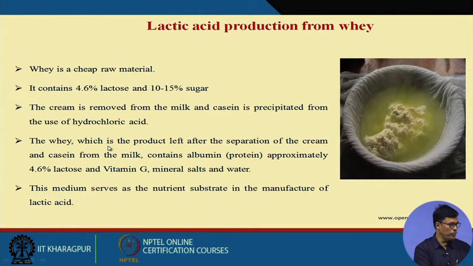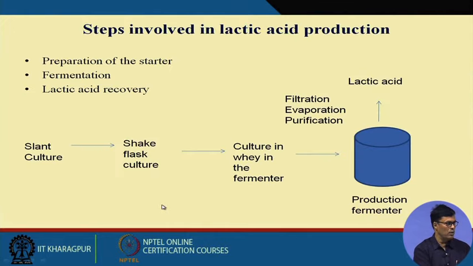and sometimes we use calcium lactate to precipitate out the protein. The whey, which is the product left after the separation of the cream and the casein from the milk, contains albumin, approximately 4.5-6% of lactose, vitamin G, mineral salts, and water. The solid material mostly contains the milk protein and fat, while the minerals, vitamin G and lactose go into the soluble form. This media serves as a nutrient substrate for the manufacture of lactic acid.